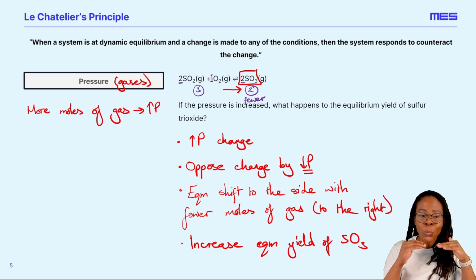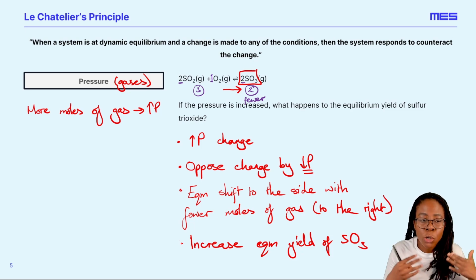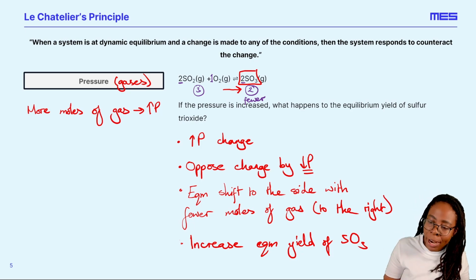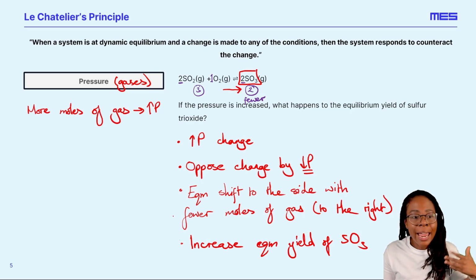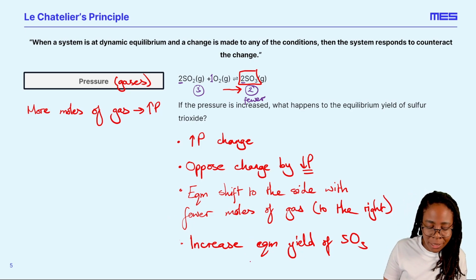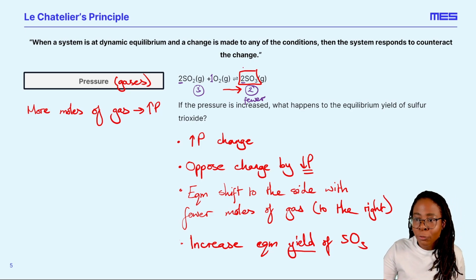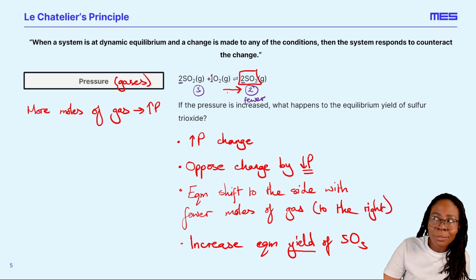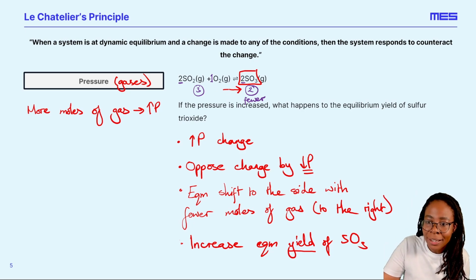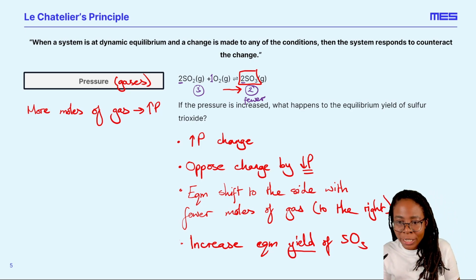Make sure you can spot what is the change. How is the system going to respond to that change? So to oppose or to counteract whatever that change is. Which side is that? And then how does that affect whatever it is that they're asking you about? If they're asking about the yield, which is how much of something you're making, then if you're going towards it, you're making more of it. If you're going away from it, you're making less of it, right? Keep that in mind. You're going to apply this again across so many topics.